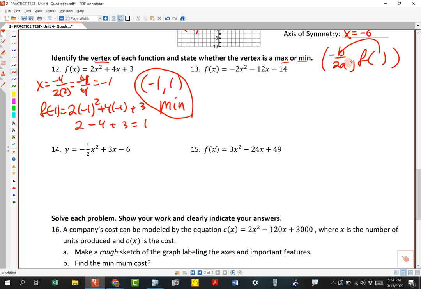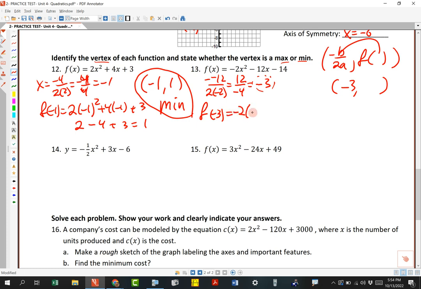So on this one, again, formula right here, opposite of b over 2a. So the opposite of 12 is -12. So minus a -12, and then over 2a. So that's going to be 2 times -12. This is going to be a +12 on the top and a -4 on the bottom. So this is going to be a -3. So here's our x value. Put that off to the side right there. So -3, comma, we just need to figure out what this is. So we're going to do f of -3.